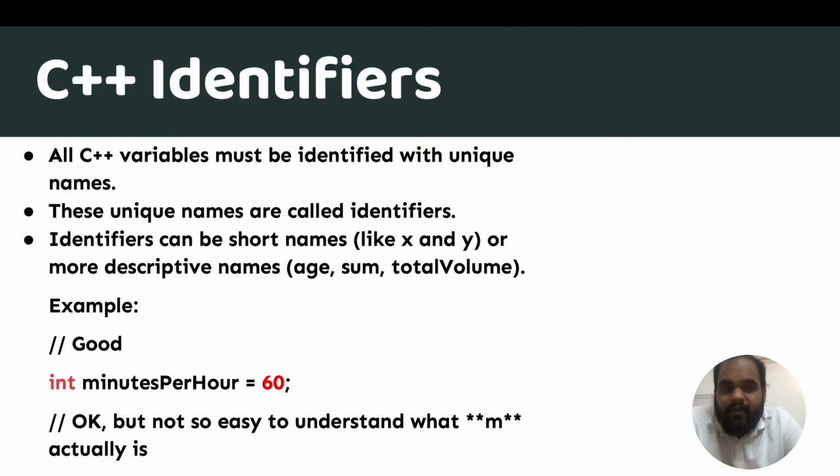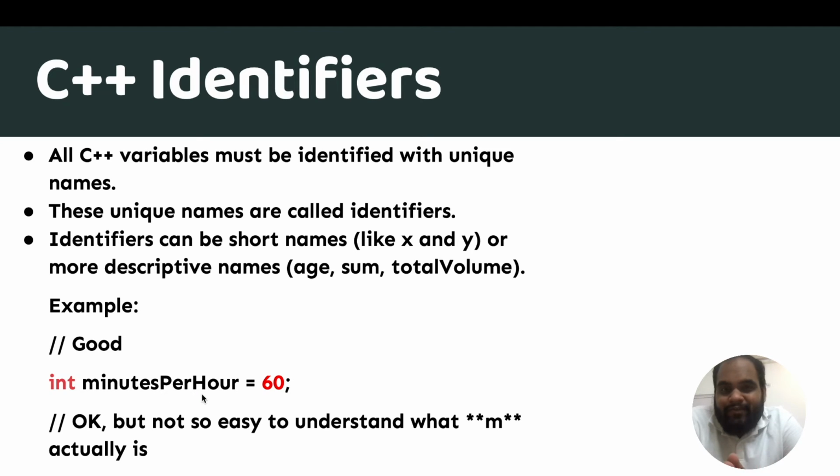identifier, okay? Identifiers can be short names like x and y. In the previous video we declared x and y, okay? They can be short or they can be more descriptive. For example, age, sum. We saw sum as well in the last video. We were using sum equals x plus y, and it can be total volume, okay? So an example of it would be int minutes per hour equal to 60.